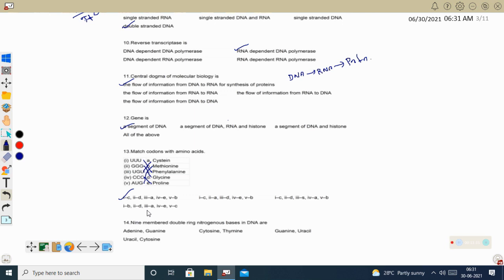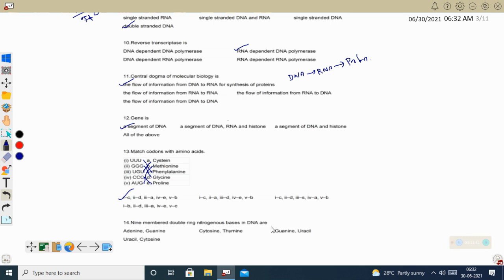Okay, it is very important, and you know how to construct that table. If you know how to construct it, then it is very easy to remember, and you don't have to mug up the amino acid names. That's it. Next question, 9-membered double ring nitrogenous base in DNA are.